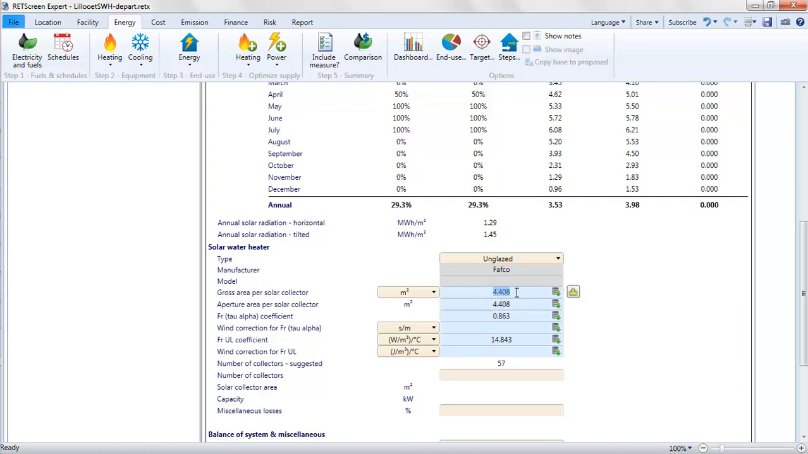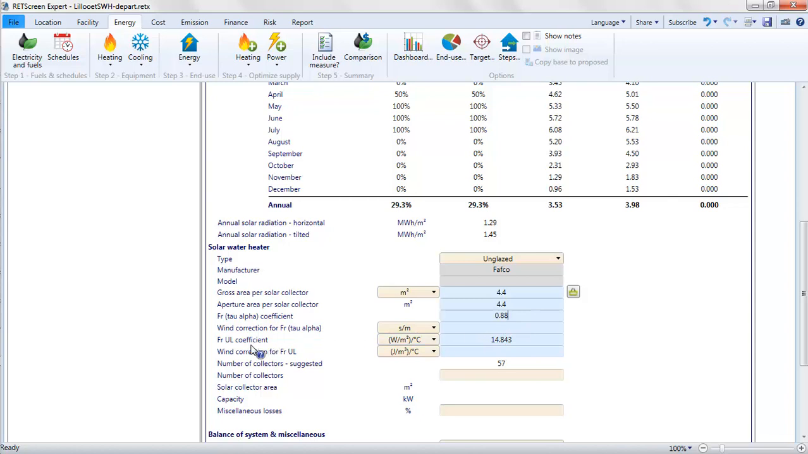The particular collector model being proposed has a 4.4 meter gross area. Because there is no frame on this unglazed collector to block sunlight from reaching the collector surface, the aperture area, that is the area of the collector which can actually make use of the sunshine to heat water, is equal to the gross area. The FR tau alpha coefficient is a measure of the optical efficiency of the collector, that is, how well the collector transforms incident sunshine into heat in the water. For this model, 88% of the incident sunshine would be seen as heat in the water passing through the collector.